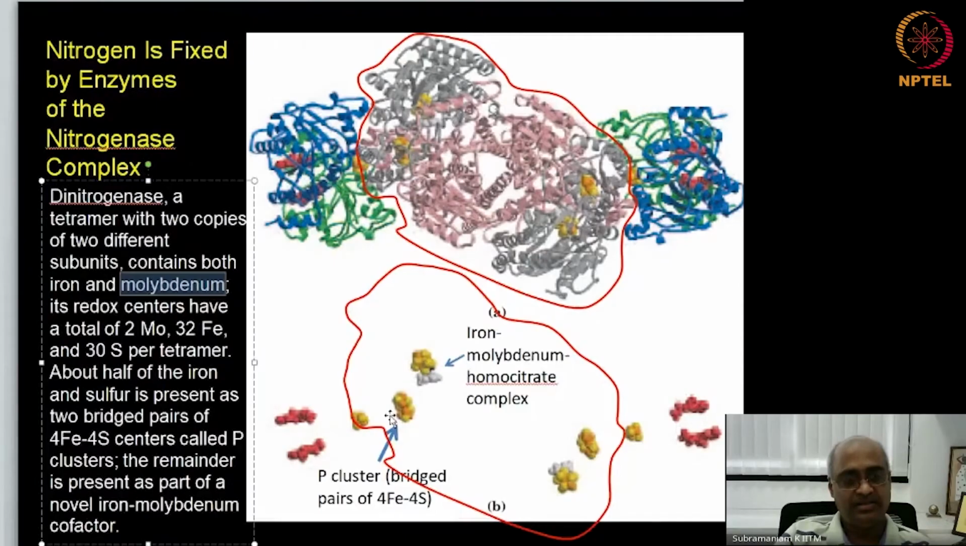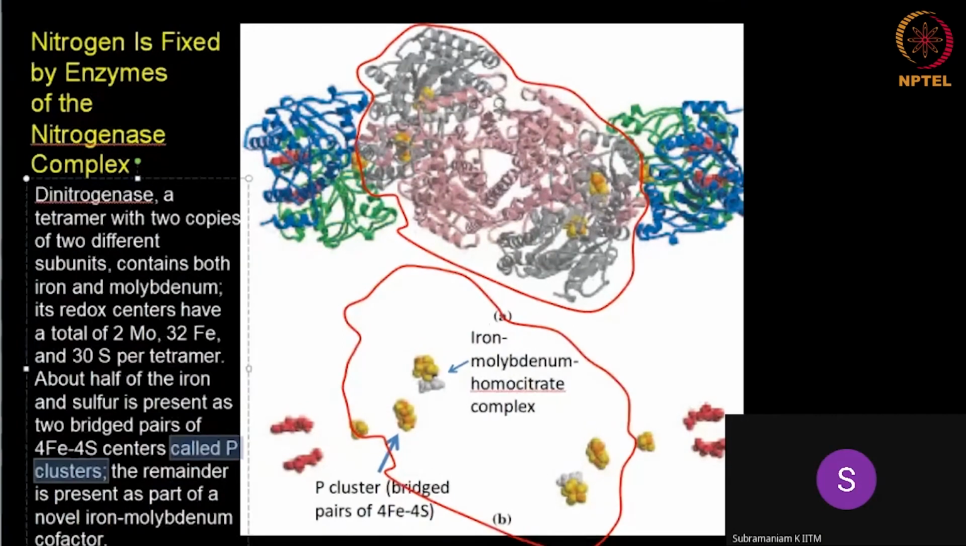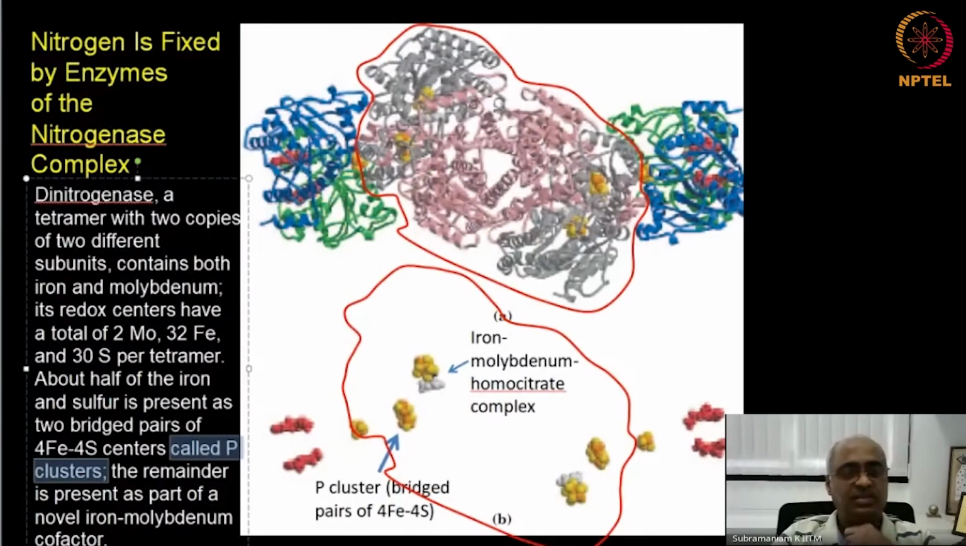And in addition, you have this 4Fe4S complex, which is called the P cluster. It contains 2 of them here, so 1 here and 1 here. Similarly, this one also has 2 complexes because it is basically identical. So this is the structure of the dinitrogenase.